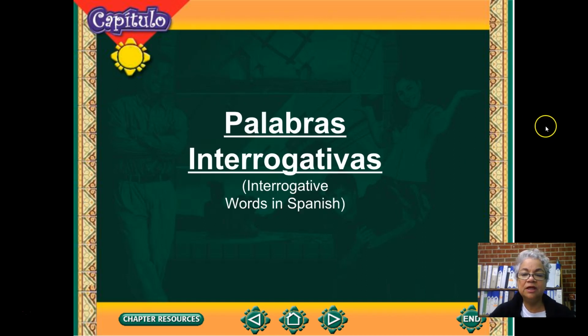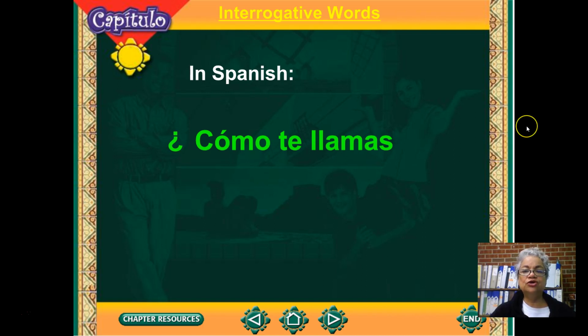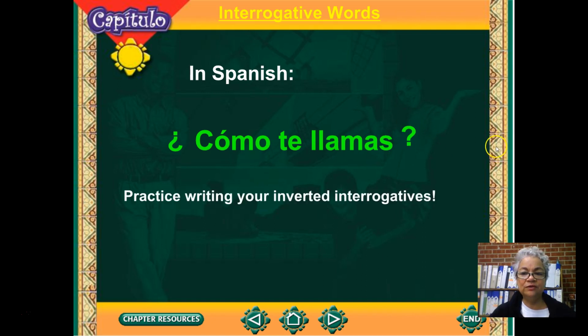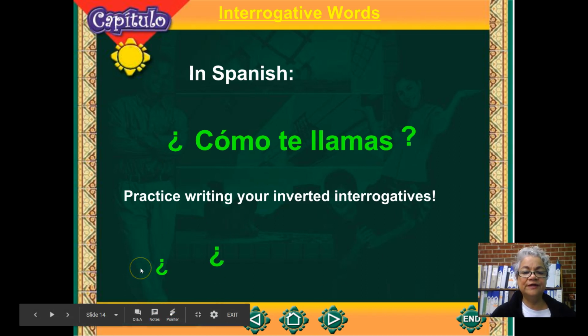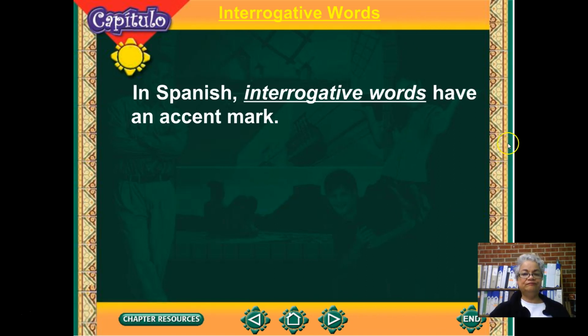Now we're going to cover the palabras interrogativas, your interrogative words. In Spanish, we have ¿Cómo te llamas? Your questions are going to start with an inverted question mark, and they are going to end with a right side up question mark. So the first thing you might want to do is to practice writing your inverted interrogative marks. Practice a few till you get the hang of it, and you're good to go.